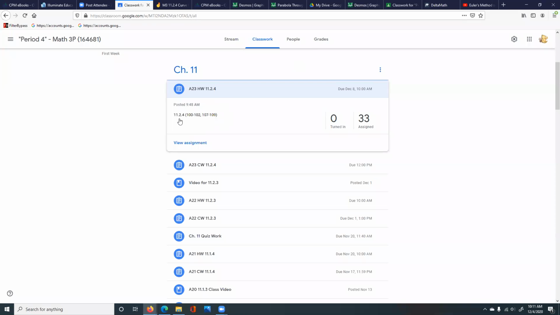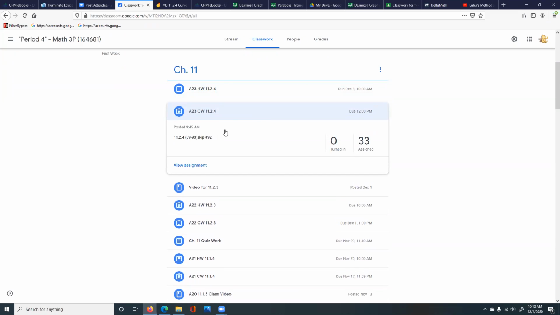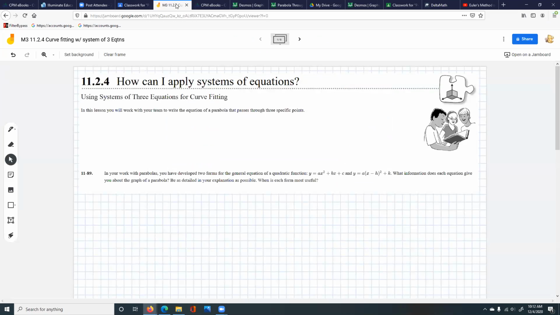So for today's homework, it's 100 through 102, 107 through 109. That is due on Monday at 10 a.m. Tuesday at 10 a.m. And our classwork today, we're going to get started on 89 through 93, skip 92. So let's go to our book here.